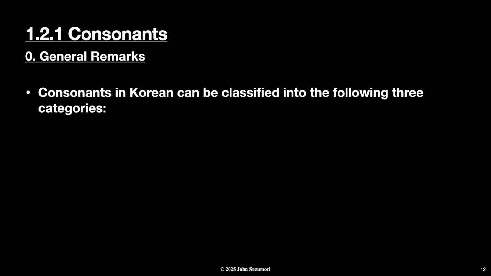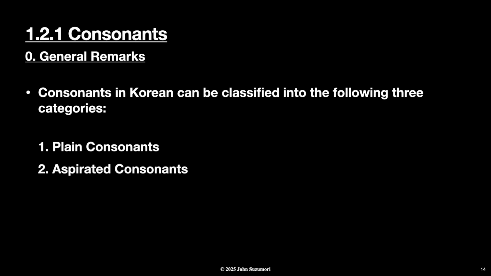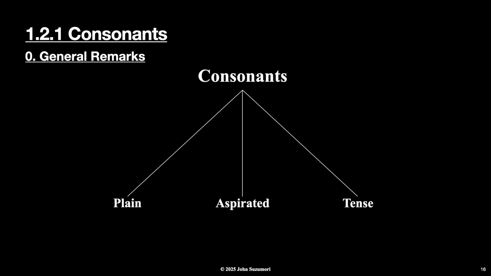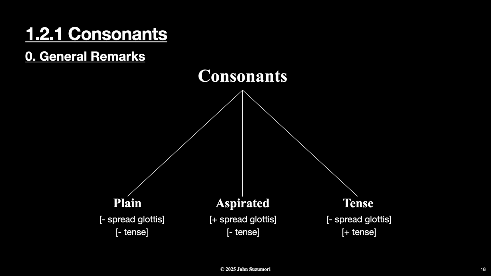Consonants in Korean can be classified into the following three categories: plain consonants, aspirated consonants, and tense consonants. These three classes of consonants can be categorized in relation to two features they carry, namely the spread of glottis and tenseness.